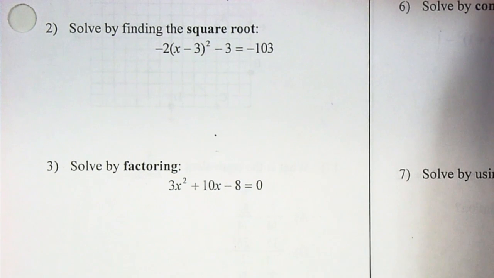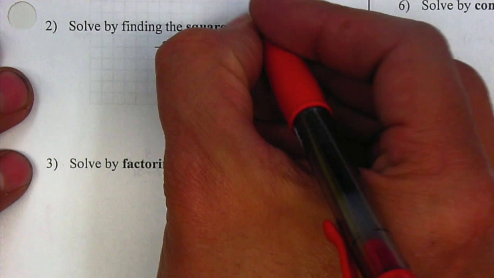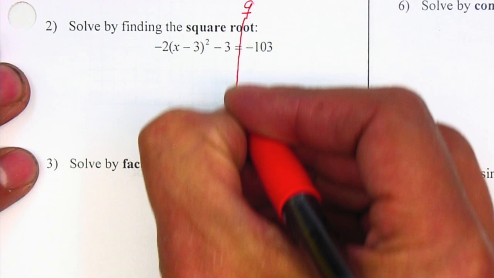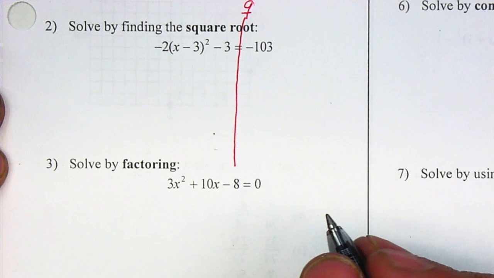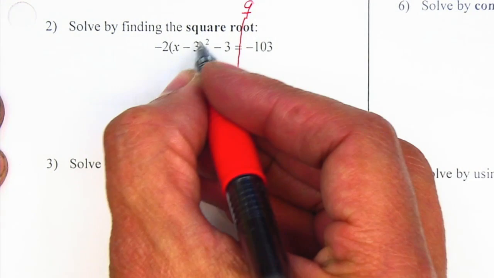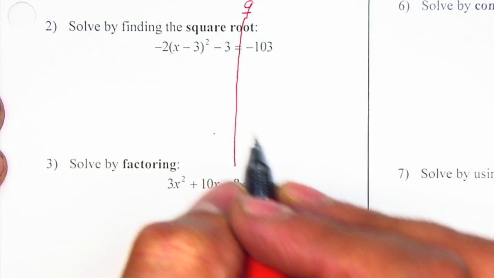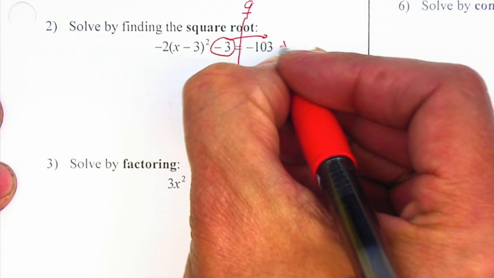On problem number 2, we need to solve by the square root. The way I remember what to do is basically the Q. That means that we need to isolate the squared quantity to use the square root. I want to leave the quantity that's being squared, x minus 3 squared, by itself before I take the square root. Therefore, I'm going to move my negative 3 to the right, becomes a positive 3.